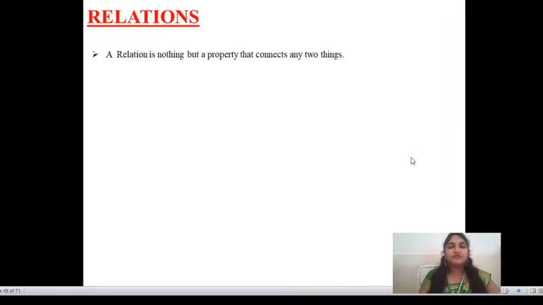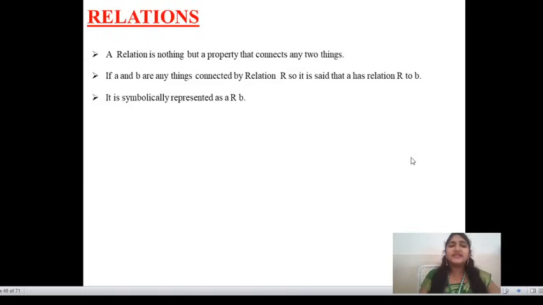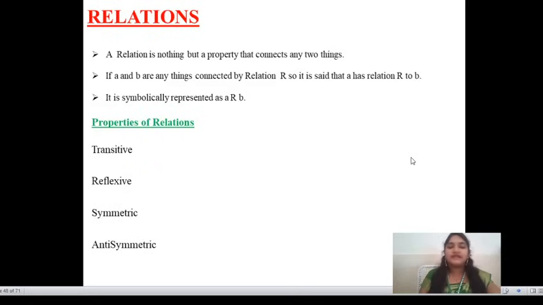So relations, you are well known about these relations. In mathematics we have seen this. A relation is nothing but a property that connects any two things. If A and B are connected by a relation, A is said to be related to B. It is symbolically represented as A R B. So I already told that. So what are the properties? Transitive property, reflexive property, symmetric property, and antisymmetric property.